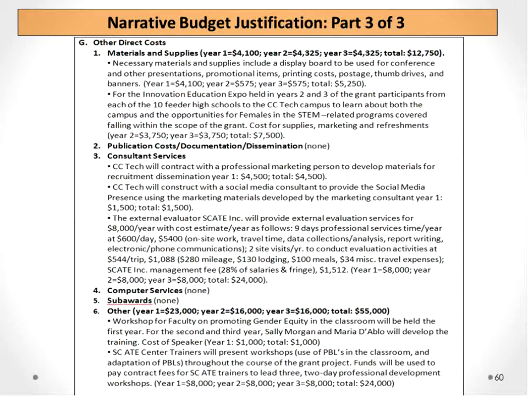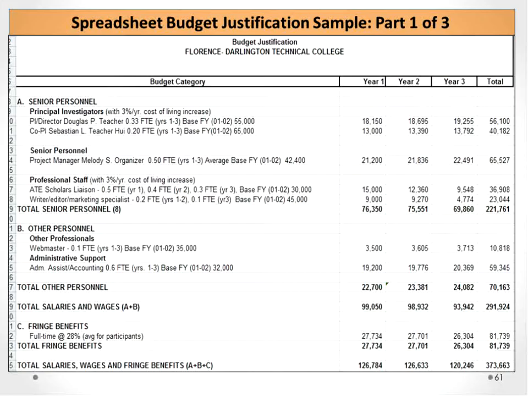Notice you've got G of the direct cost, and then under that, notice we're following the NSF budget plan again. Item 1, materials and supplies, 2, publication costs, 3, consultant services. And if there's a category where you don't need any money, put it in and put none, so it keeps your numbering straight and makes your justification very clear and easy to follow.